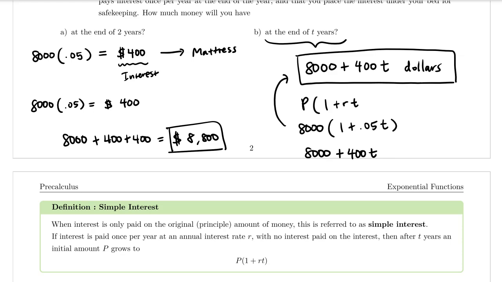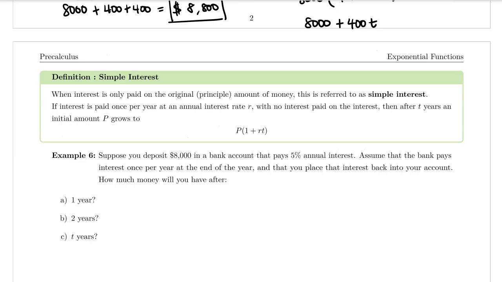Example 6 says, suppose you deposit $8,000 in a bank account that pays 5% annual interest. Assume that the bank pays interest once per year at the end of the year, and that you place that interest back into your account. How much money will you have after part A says 1 year, part B says 2 years, and part C says t years? So let's do the first calculation.